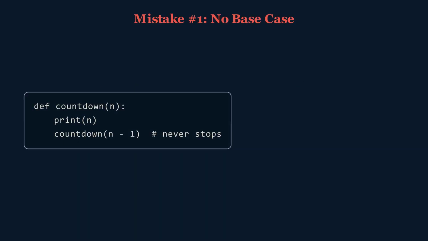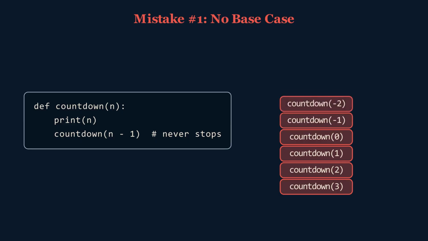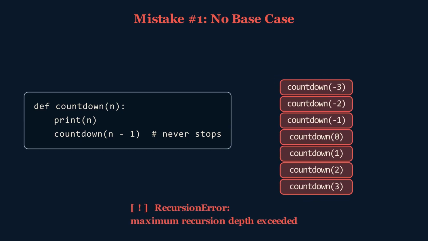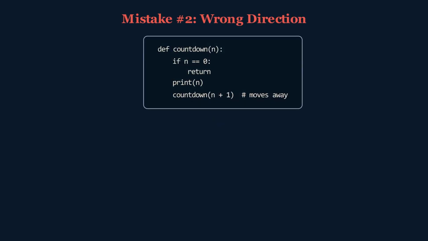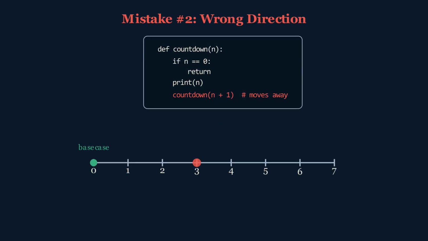Now the 2 mistakes that trip up everyone. First, no base case. This countdown never stops. The stack keeps growing until the computer runs out of memory. That's a stack overflow. Second mistake, a base case that you never actually reach. This one moves the wrong direction, n plus 1, so it runs away from 0 forever. The rule: every recursive step must move toward the base case.